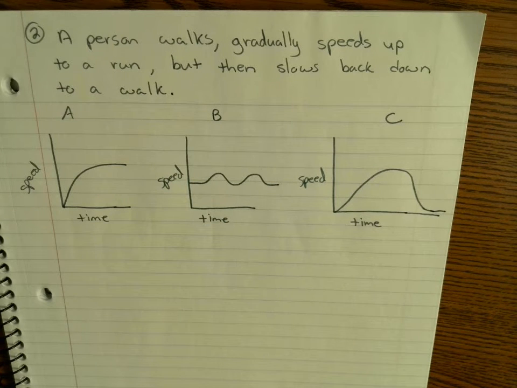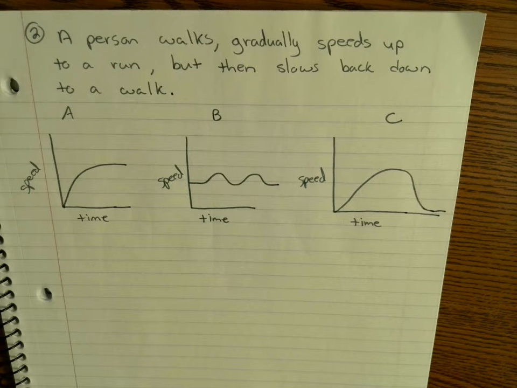All right, so a person walks, gradually speeds up to a run, but then slows back down to a walk. Looking at graph A, graph B, and graph C. Person is walking, they're going to gradually speed up to a run, and then they're going to slow back down to a walking speed again. Which graph do you think represents that situation?